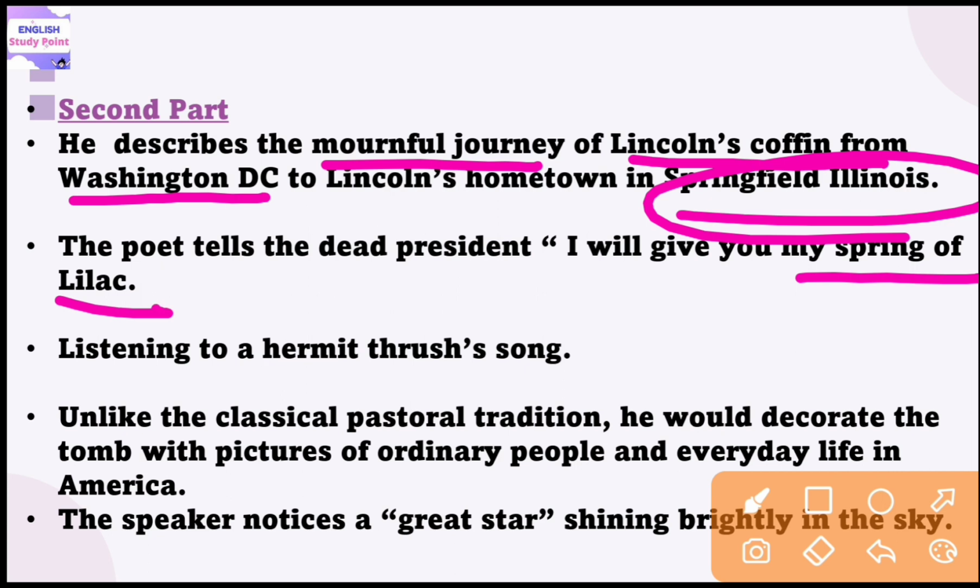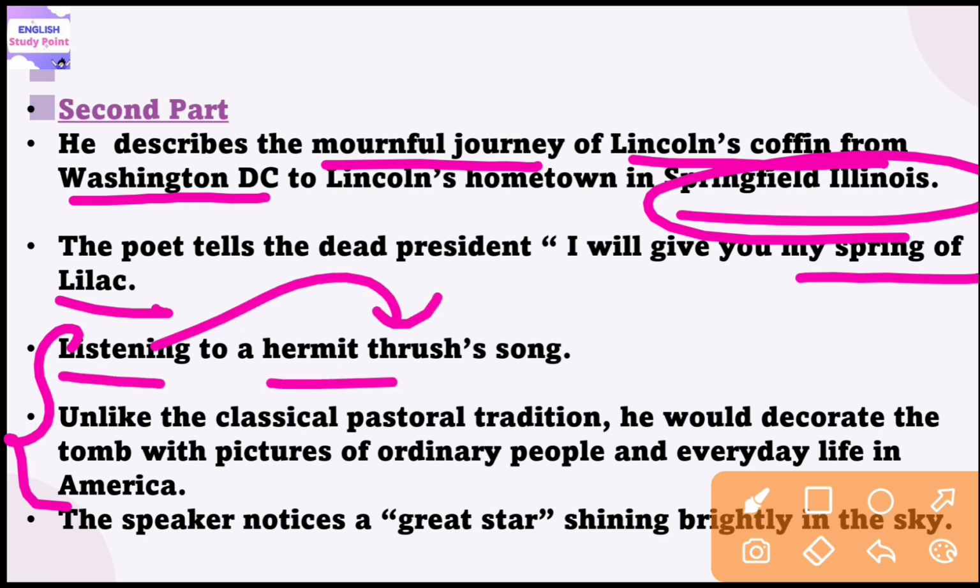First of all, here death in this poem is associated with fresh life or new life, and via these lines, the poet mourns for all those persons who died a sane and sacred death. In these two lines, the poet describes how he would mourn for the dead people. First of all, he listened to the hermit thrush's song. Unlike the classical pastoral tradition, he would decorate the tomb with pictures of ordinary people and everyday life in America.